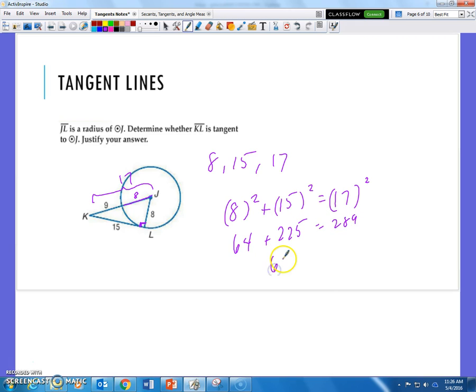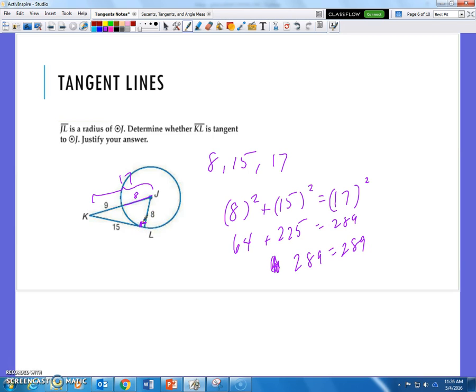So I know that 289 is equal to 289. Then the two triangles, this specific triangle with lengths 8, 15, and 17 is in fact a right triangle, guaranteeing me that this KL is tangent to J. All right, so I've guaranteed that this must be a right angle.